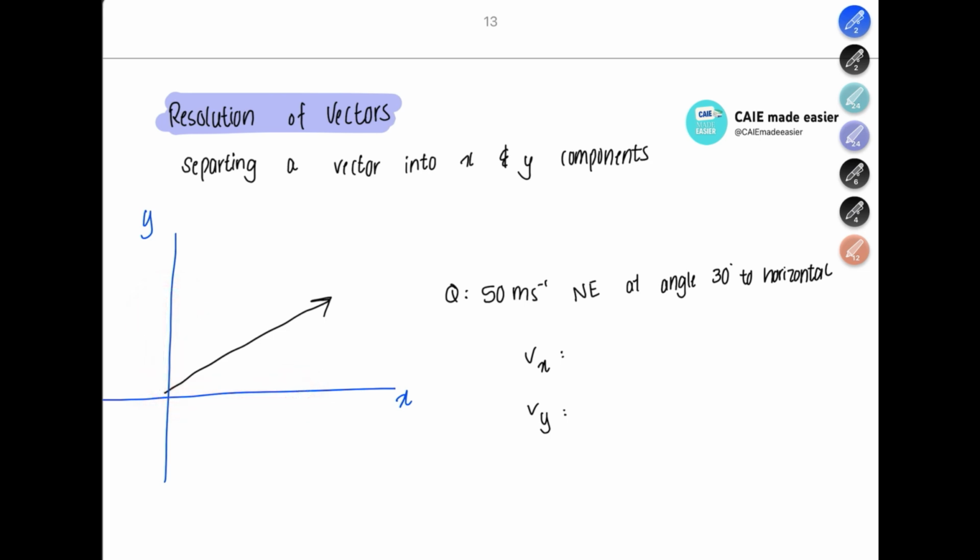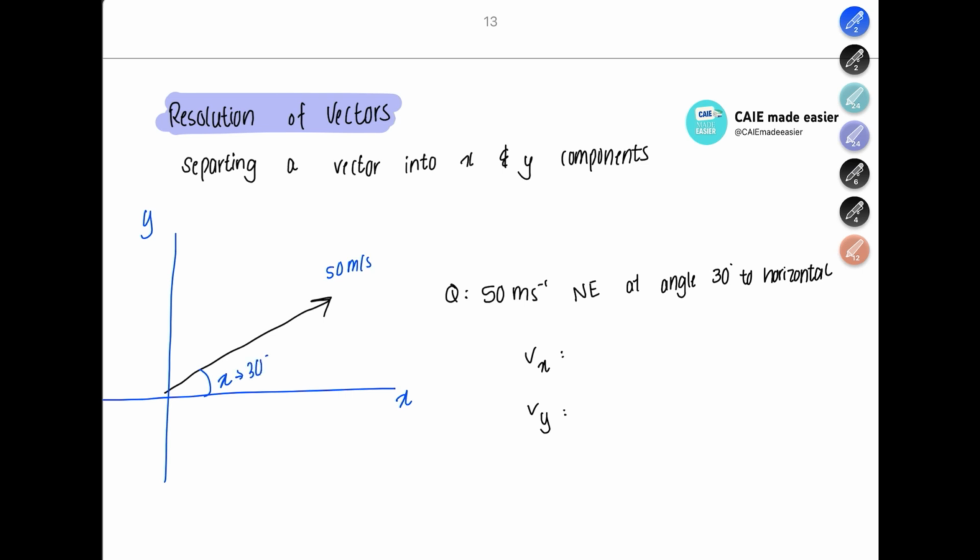Okay, now to do that you need to know the angle, either this angle or this angle. Let's say the question told us that it is 50 meters per second northeast. Let's say this was north, this was east, so this is correct. 50 meters per second northeast at an angle of 30 degrees to the horizontal. So this one is 30. This is 50 meters per second and this is 30 degrees.